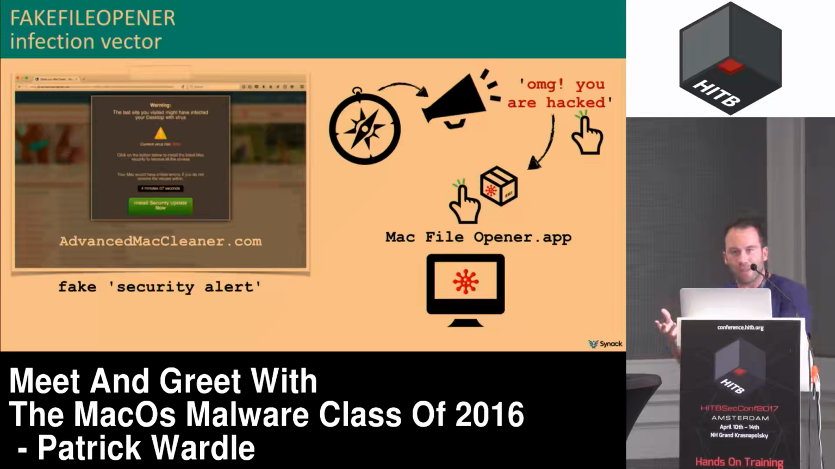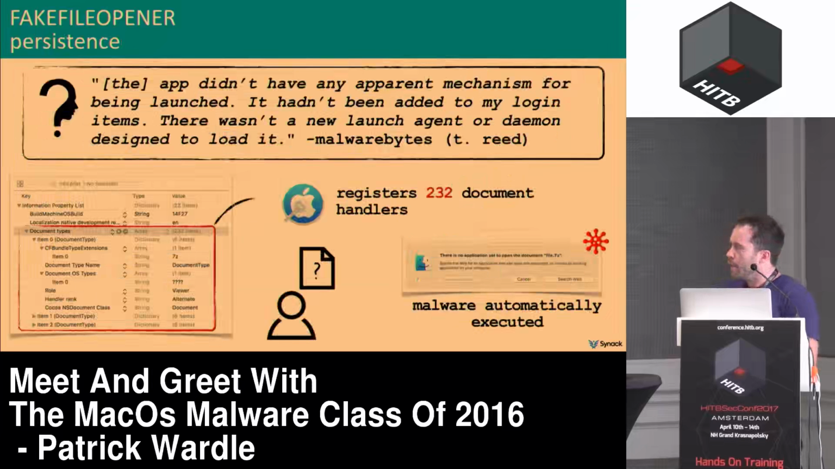And if they fall for this, download the application and then run it, they will have infected themselves with Fake File Opener. As I mentioned, the persistence mechanism was kind of interesting, and there was a quote from Thomas saying that, hey, when he detected this malware and executed it, it didn't persist in any common ways. What it does do is it registers itself as a document handler for about 200 different types of files. And what this means is if the user at a later time goes to open a file of an extension that the malware has registered for, for example, .7zip or something a little more esoteric, the operating system will automatically execute the malware because the malware has registered itself as a document handler.